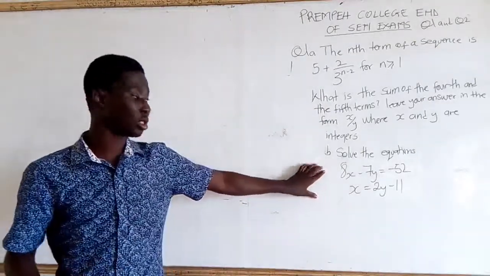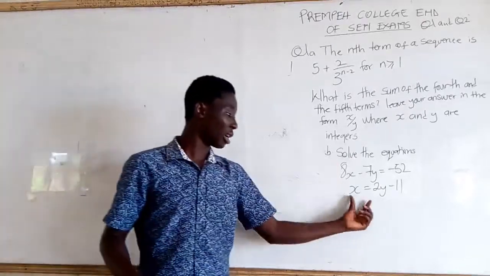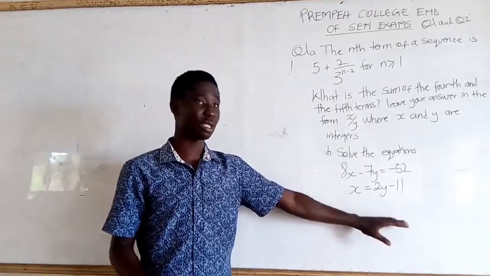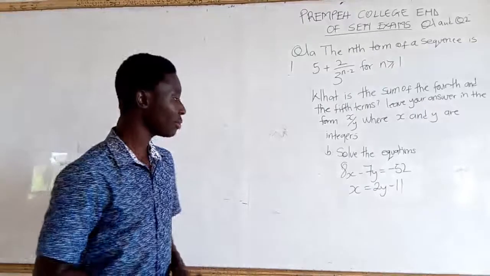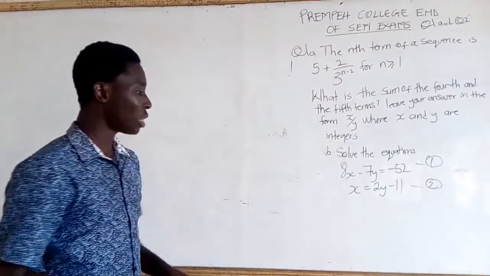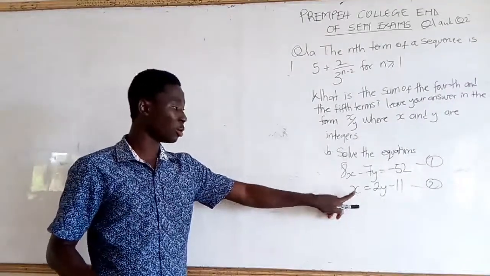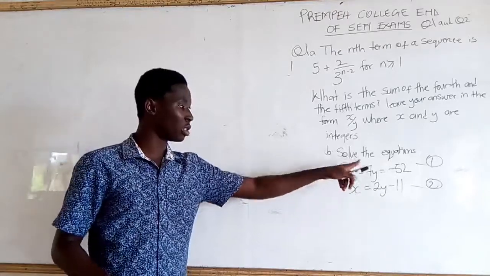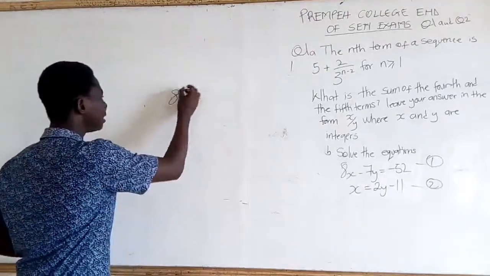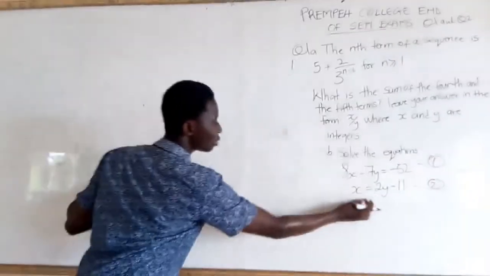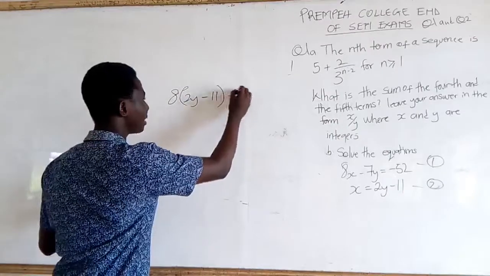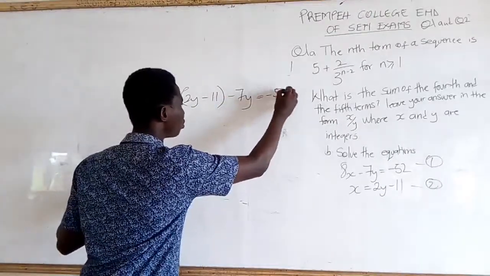But in this case, I'm going to use the substitution method because looking at equation 2, they have already made x the subject. So the method of substitution will be a little bit cheaper. Now let me name this one equation 1 and this one equation 2. So now x is already the subject, so I'm going to substitute equation 2 into equation 1. So when I do that, I'm going to get 8 into 2y minus 11 minus 7y is equal to minus 52.